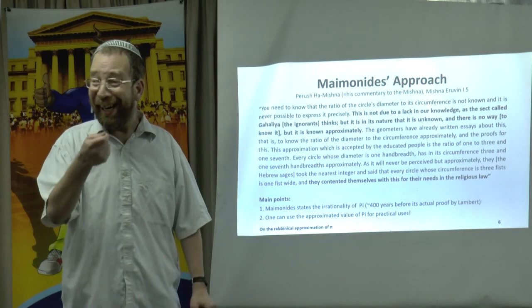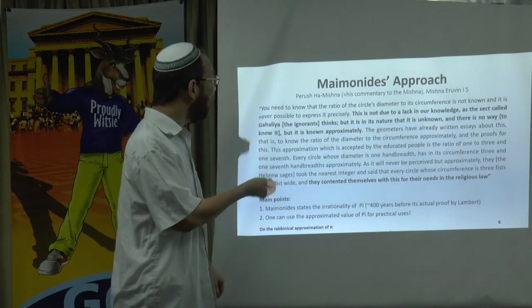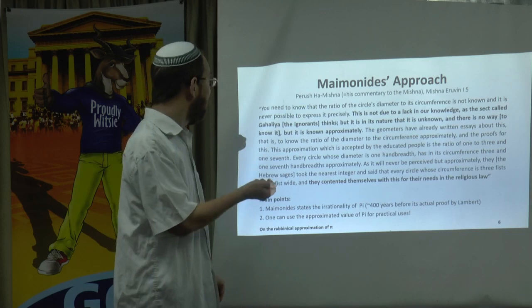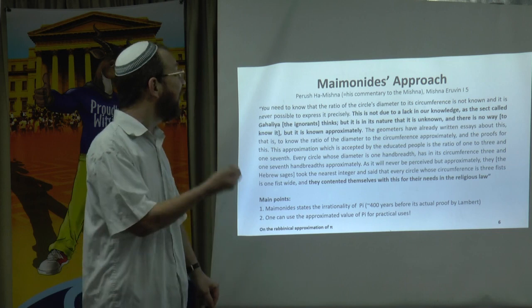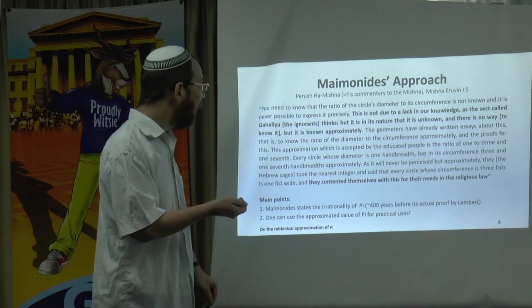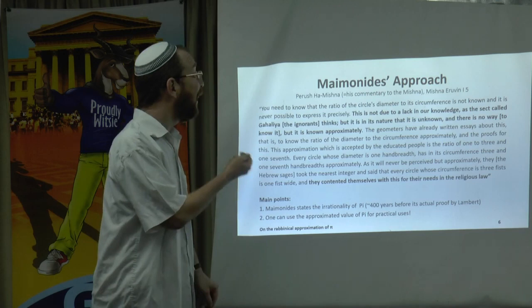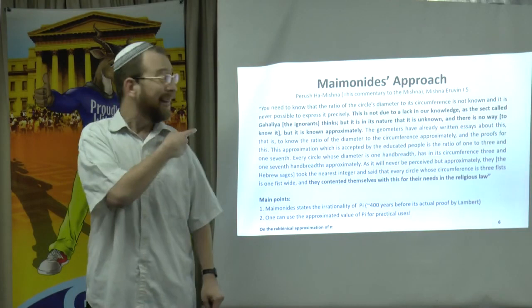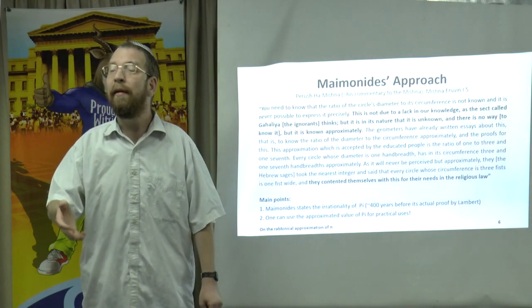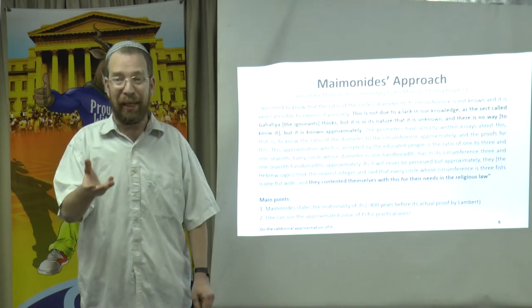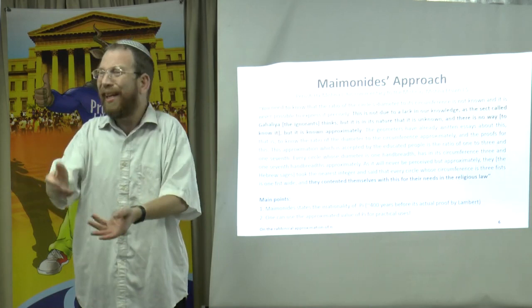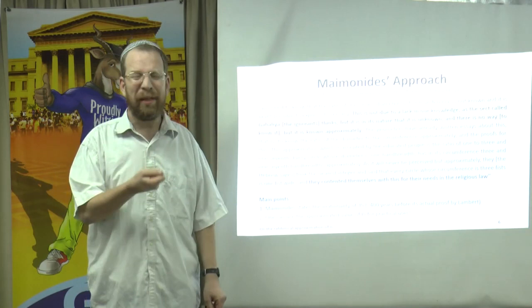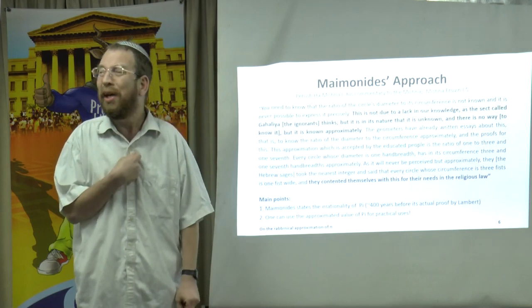He says, you need to know that the ratio of the circle diameter to its circumference is not known, and it is never possible to express it precisely. This is not due to a lack in our knowledge, as the sect called Galia thinks, but it is in its nature that it is unknown, and there is no way to know it, but it is known approximately. Actually, what Maimonides says in this part is that he knows pi is a complicated number, meaning an irrational number, because if it was rational, we could write it in a different way. He says we do not know the number not because of the lack of our knowledge, but because this is the nature of this number.